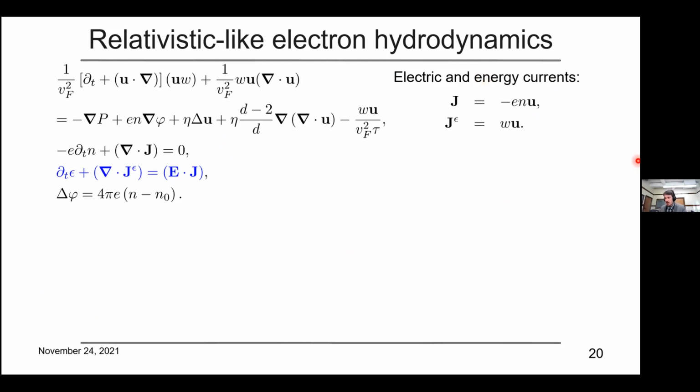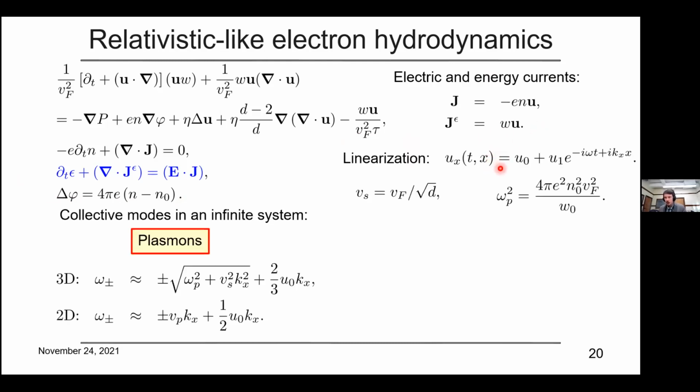For this, essentially, we use the same system of equations that I already presented before. We even simplified it more by dropping the dissipative corrections to the currents. By using the linearization on top of the background flow, we found the following modes in the infinite system. So we found in 3D that there is a gapped plasma, and there is a gapless plasma in 2 dimensions.